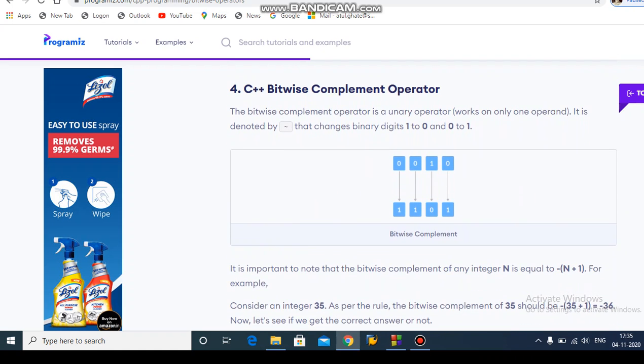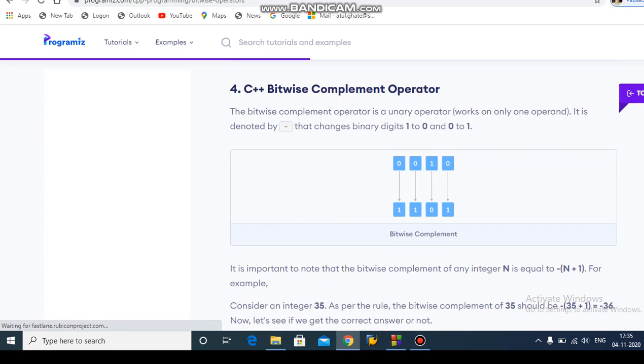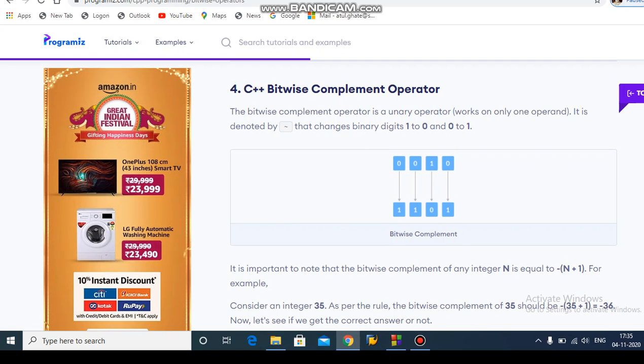Fourth one is the bitwise complement operator. Complement means opposite. It is a complementary operator, just like a logical NOT, but it works at the bit level. The bitwise complement operator is a unary operator. It is also called the tilde operator and works on only one operand. It is denoted by the tilde sign that changes binary digits 1 to 0 or 0 to 1.